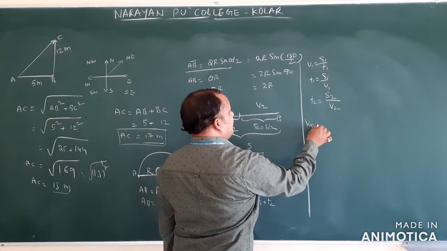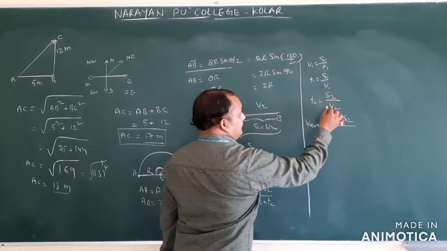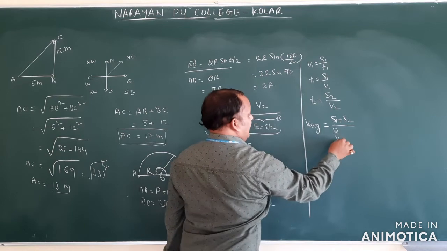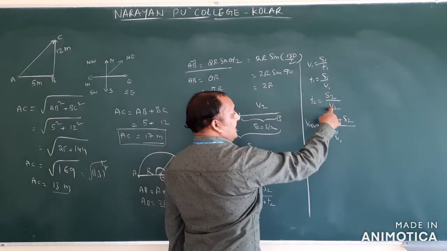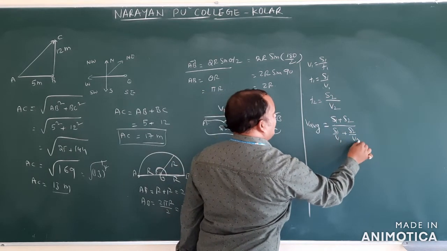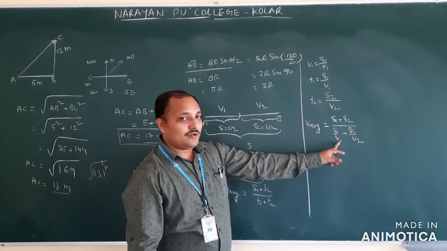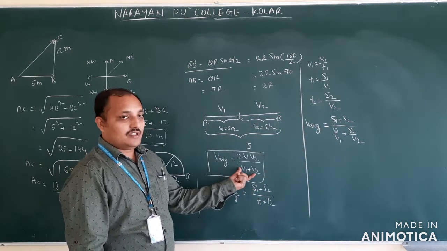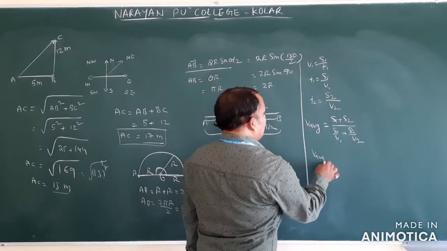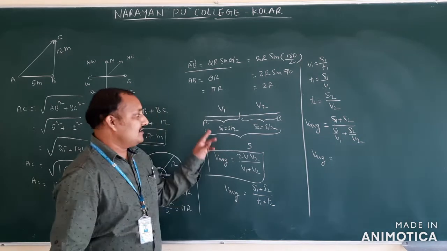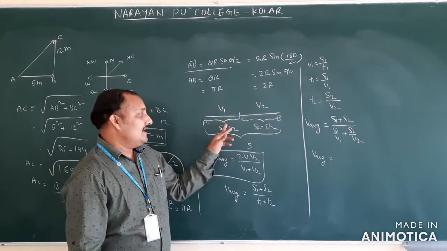Then V average is equal to S1 plus S2 by T1, which means S1 by V1, plus T2, which means S2 by V2. Now in the question you came to know S1, you came to know V1, but you got the equation. Therefore, you will get the equation in terms of V1 and V2. So V average is equal to, what is S1? The first half of the distance. Half of the distance, where total distance is S, means S by 2.